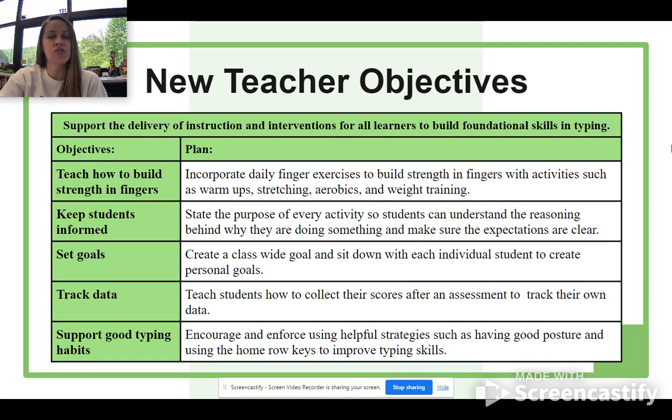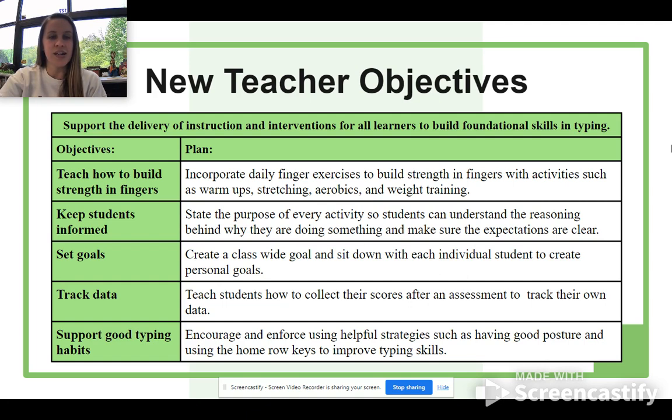I also researched new ways to improve the interventions we had and share them with my colleague. This research confirmed some of my previous recommendations, but also introduced new interventions that could support students and their typing skills. Some of the teacher objectives we added, including teaching how to build finger strength and supporting students with goal setting and tracking data. Each objective included a plan of how to make sure the objectives were met.